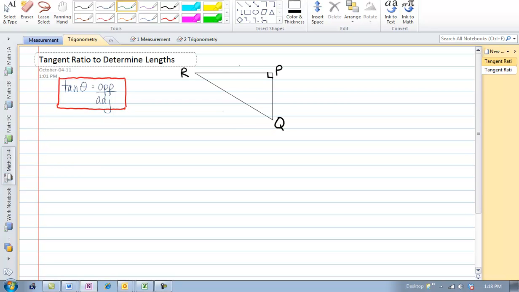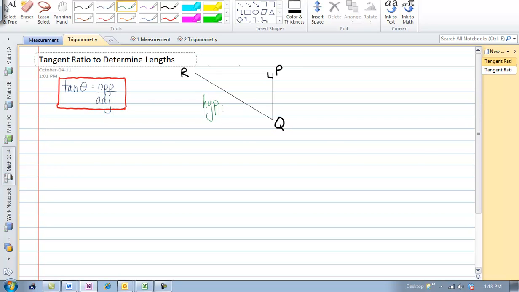So the very first thing that we want to do is in our right triangle, in this case PQR, identify which is the hypotenuse. The hypotenuse is always the longest length and always opposite the right angle. To determine the opposite and the adjacent lengths, we need to decide which angle we are referencing.